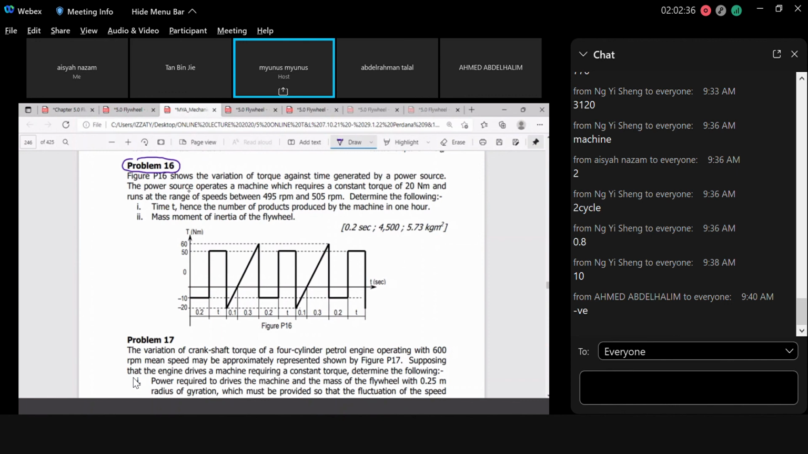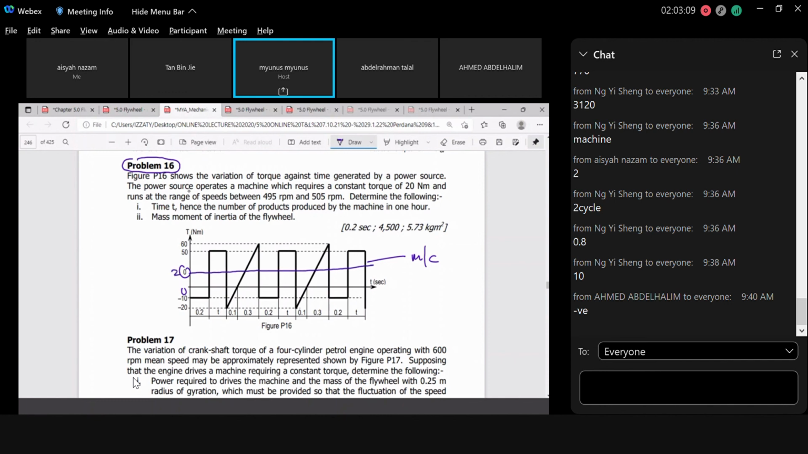But it seems that this one is the machine. It could be run by an engine, for example. We don't know yet. It can be run by some other power source, a generator for example. It doesn't matter. What does matter now is that this belongs to the machine. Okay, and the constant torque they provide is 20 newton meter. So the 20 will not be zero. This one is supposed to be here, it will fall here at 20.